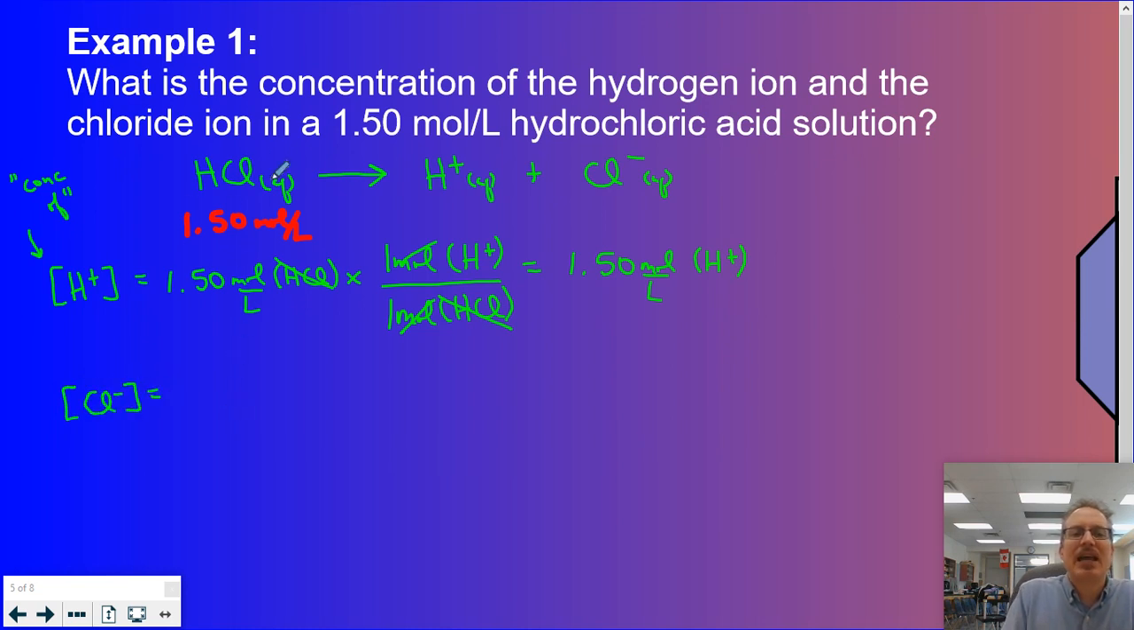So again, take the concentration you know, 1.50 moles per liter. Now this is for HCl, so we've got to write down what it's for. We are going to play again a little game of leapfrog. So we took this concentration times 1 mole of Cl minus. And then we're going to leapfrog back, divide by 1 mole of HCl.